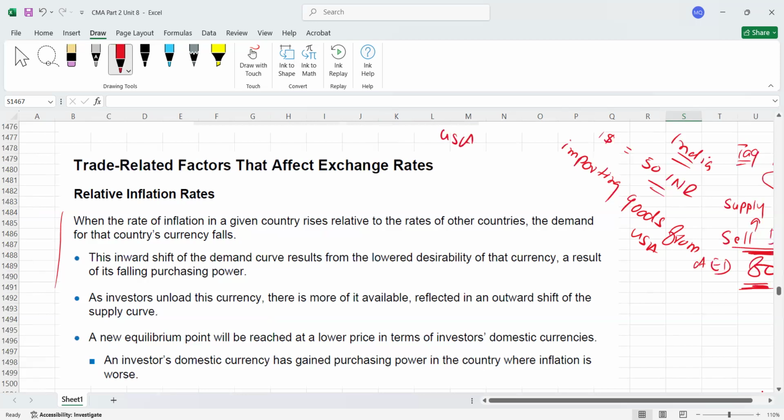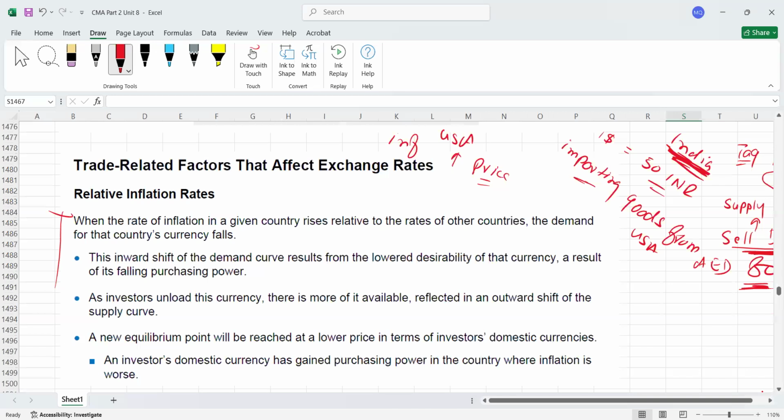So what will happen automatically? If in the USA there is inflation, automatically the prices of the US goods will increase, right? It means the US goods will become more expensive for Indian people, because the prices are increasing in the USA. And if you are importing goods, the same goods will become more expensive for you. So this we understood now.